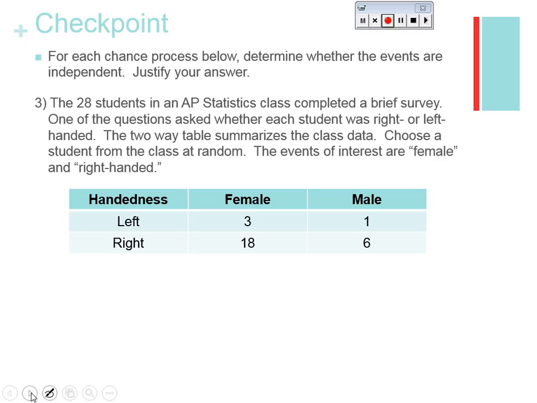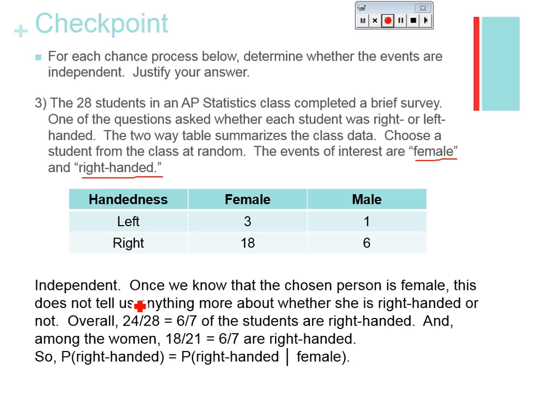And then for number 3, there's another 2-way table here. And the question says the 28 students in an AP statistics class completed a brief survey. One of the questions asked was whether each student was right-handed or left-handed. The 2-way table summarizes the class data. Choose a student from the class at random, and are the events of interest female and right-handed? Would those events be considered independent?